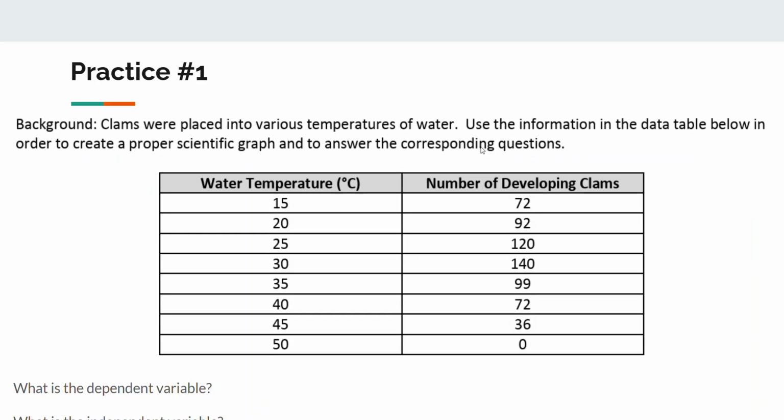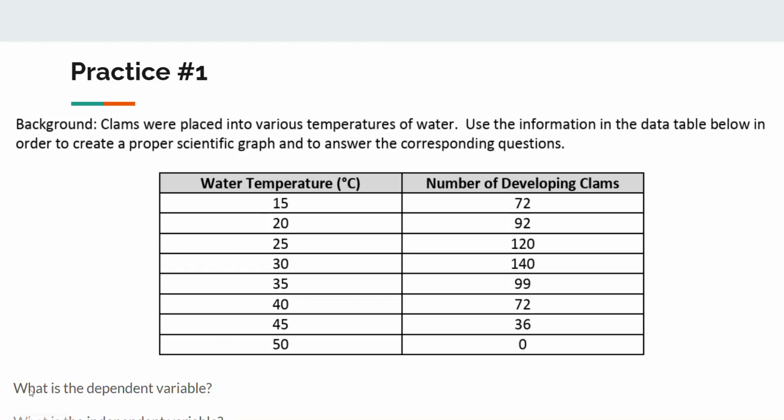All right, we're going to do two practice problems, and I'm just going to read through these. And at the very end of the video, I'm going to go through and show you the answers. Okay, so I want you to try to do them on your own first, though. So number one, clams were placed into various temperatures of water. Use the information in the data table below in order to create a proper scientific graph to answer the corresponding questions. So we have our data here. We have what is the dependent variable, and this is a little cut off, sorry for that, but also it says down here, what is the independent variable?